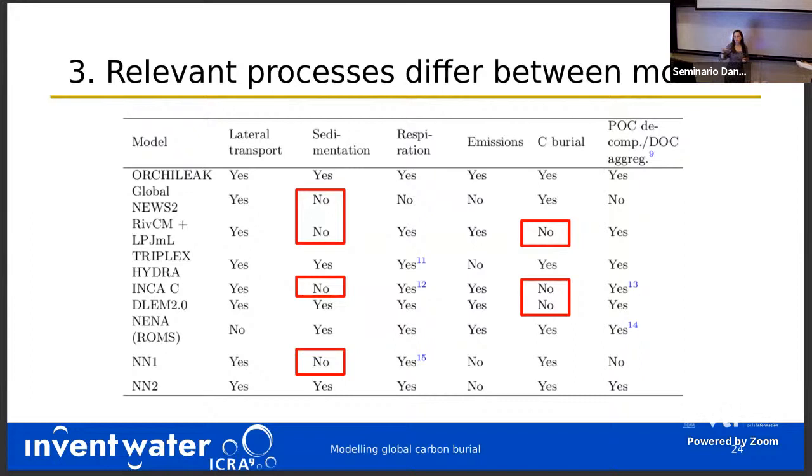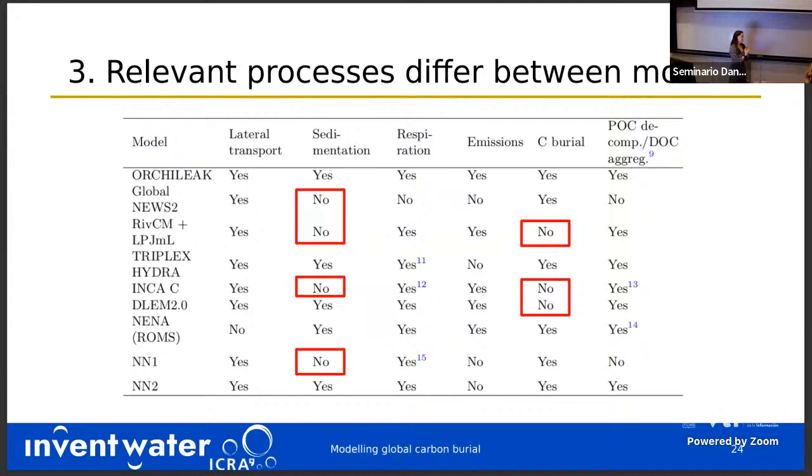For us to say this is respiration, yes or no, we need to specify why we are saying not respiration, because maybe it is included somehow in an indirect way. So it's also hard to say if they are included or not, because sometimes they include it very implicitly.